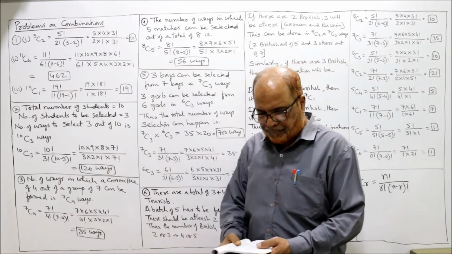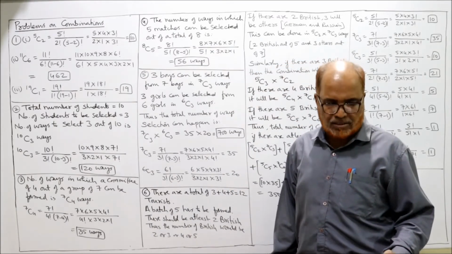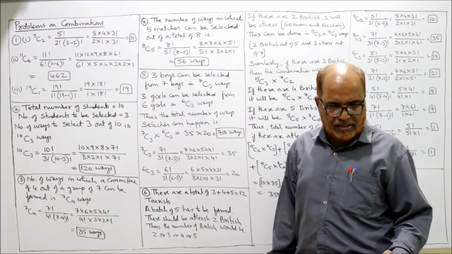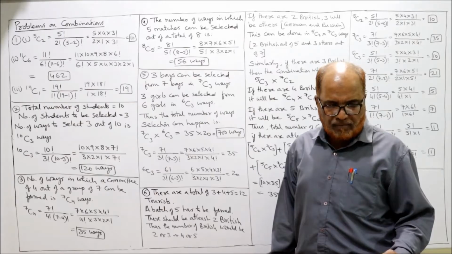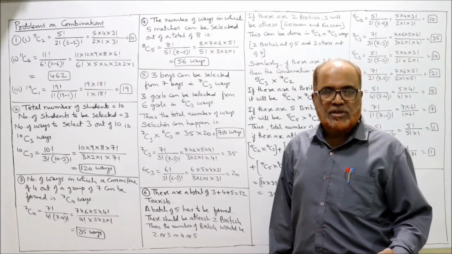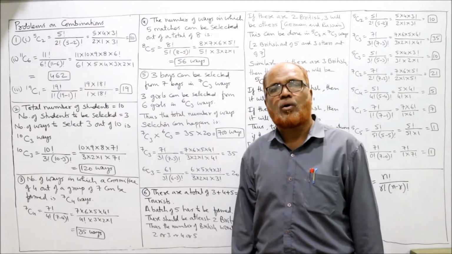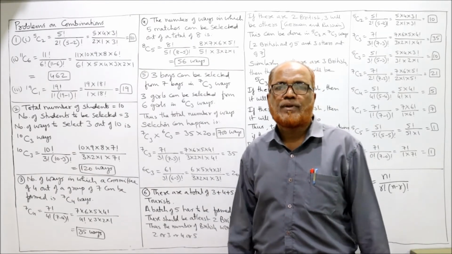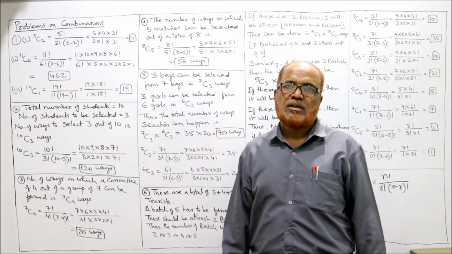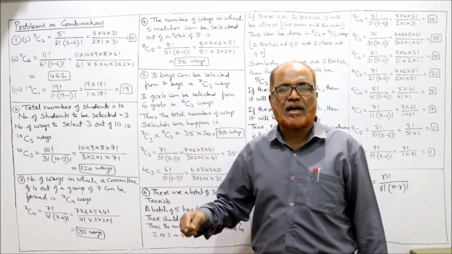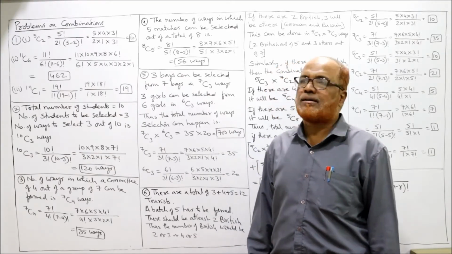Now, the second problem. A group of 3 students has to be selected from a group of 10 students to represent the college in a university test. In how many ways can this be done? So, in a university test, 3 students have to be selected out of 10. It's so easy. N is equal to 10, r is equal to 3. 3 students have to be selected from a group of 10 students. So simply 10C3.